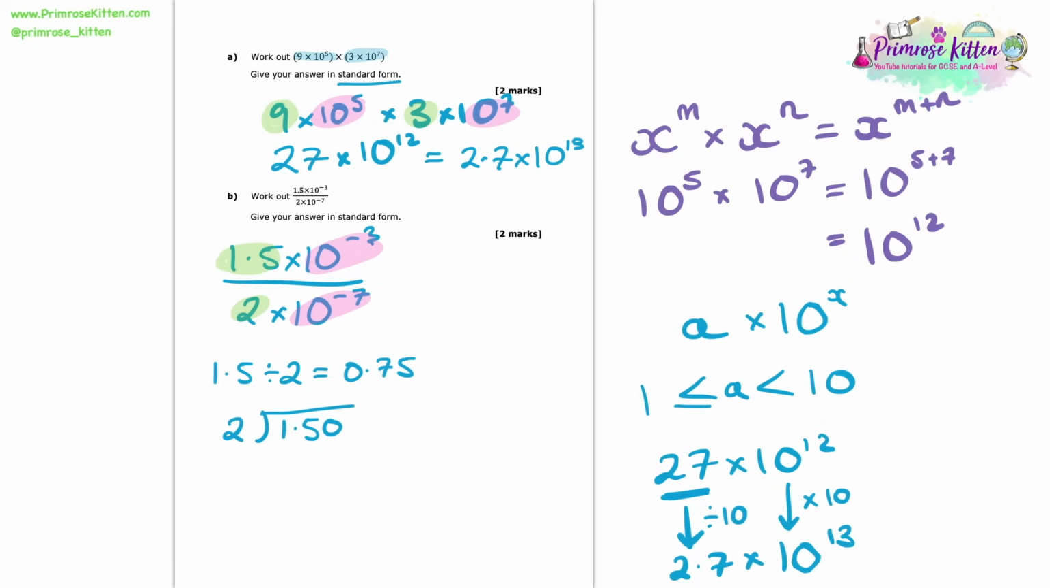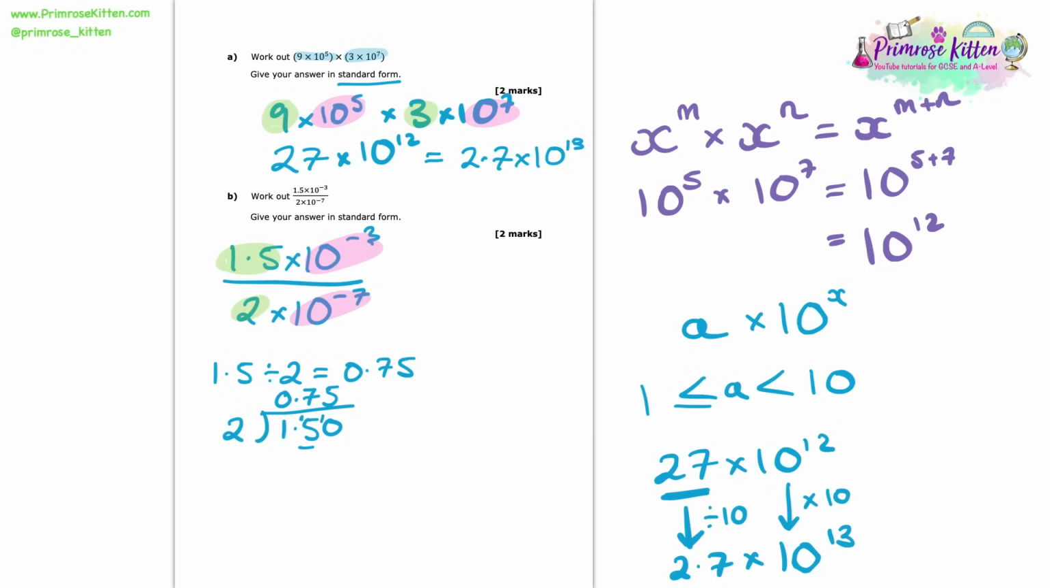So 1.5 divided by 2, you'll say how many 2's go into 1? We get 0, put the decimal in, carry the 1. How many 2's go into 15 now? I can say that 7 go in, remainder 1, because 7 times 2 gives me 14. So I've got 1 remainder in getting up to 15. And then how many 2's go into 10? 5. So that's where we get our 0.75 from.